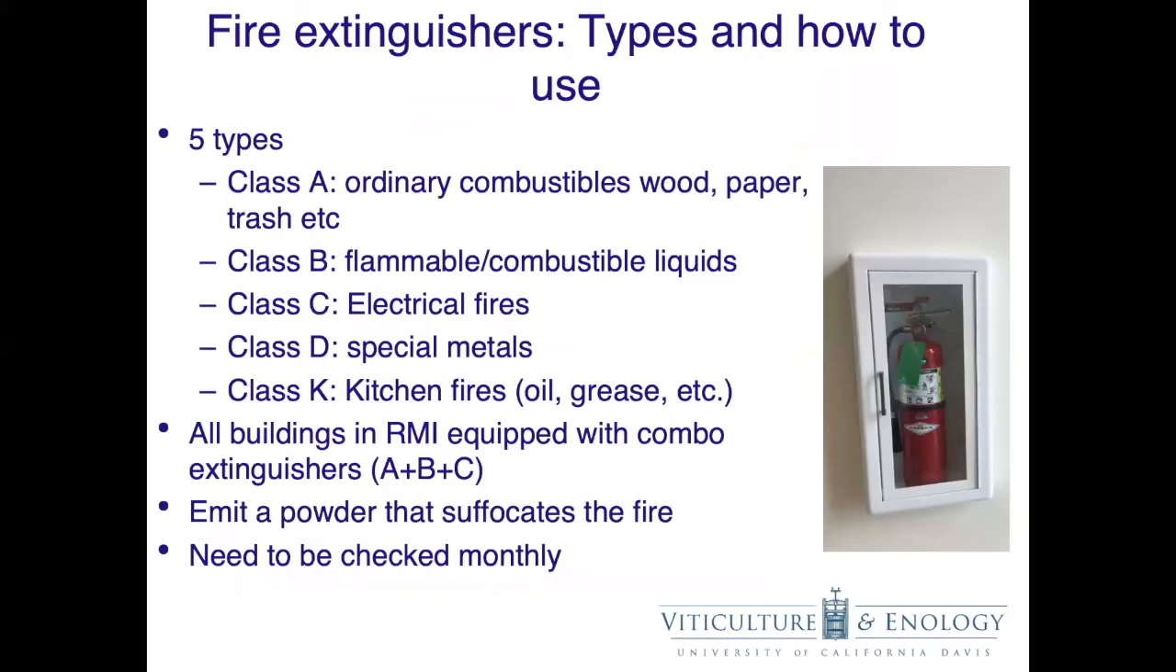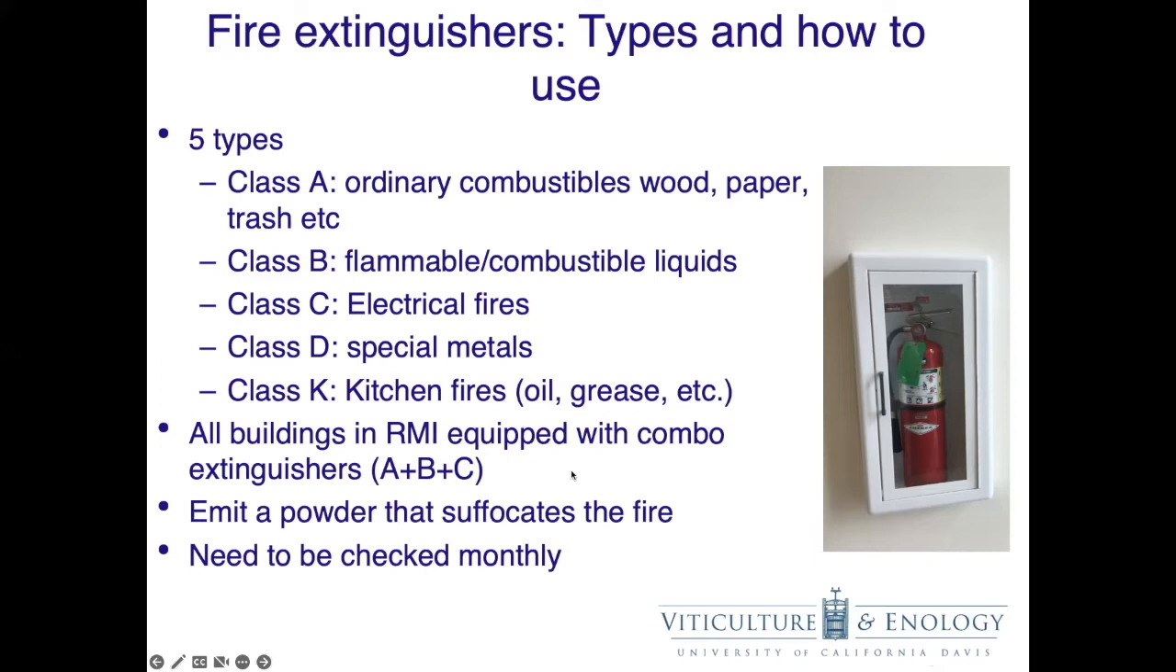So I want to talk a little bit about fire extinguishers. There are 5 different types of fire extinguishers. In all buildings these are Class A, ordinary combustibles, wood, paper, and trash. Class B for flammable combustible liquids. Class C for electrical fires. Class D for special metals. And Class K for kitchen fires.